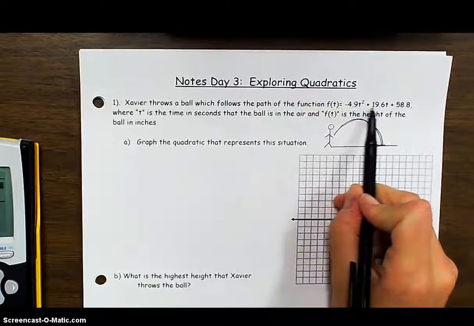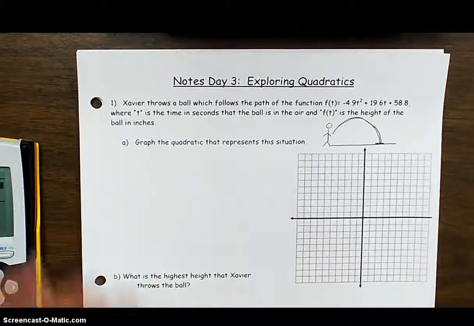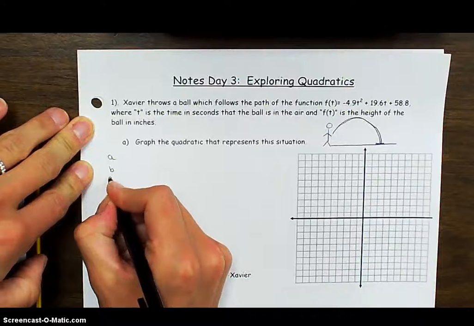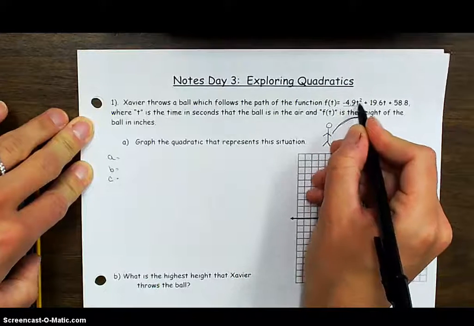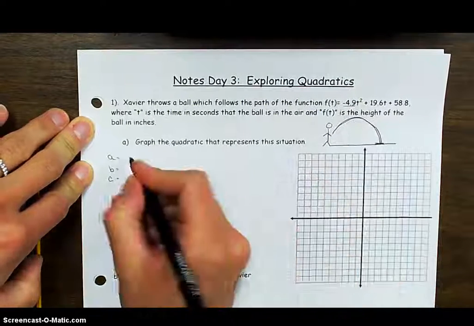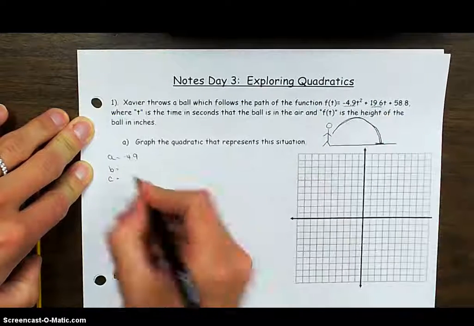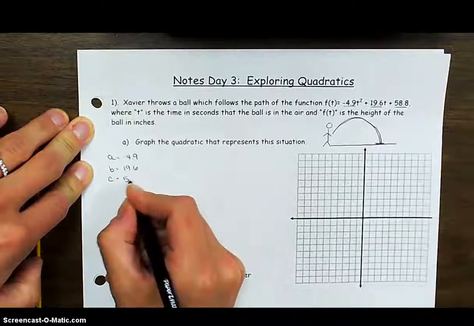So here is our equation. Remember, the first thing we always have to do when graphing a parabola is figure out what our a, our b, and our c values are. So here, our a value, the number in front of the x squared, or in this case t squared, is negative 4.9. Our b value is 19.6, and our c value is 58.8.